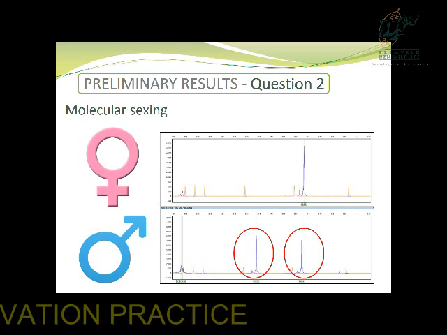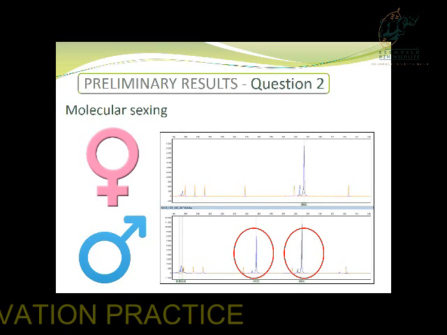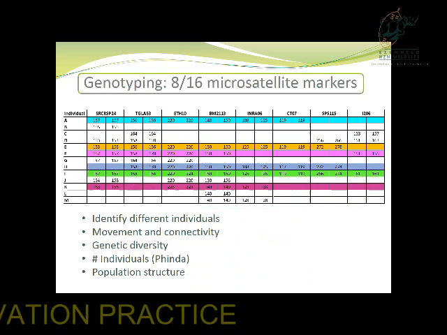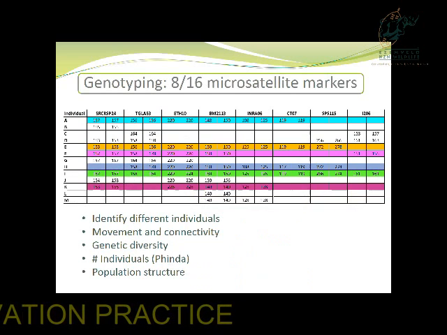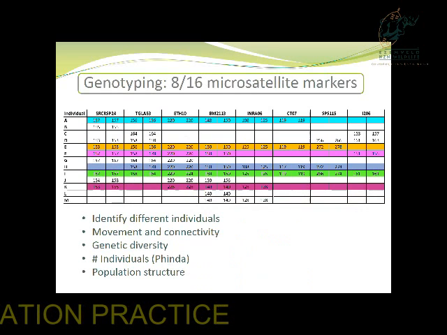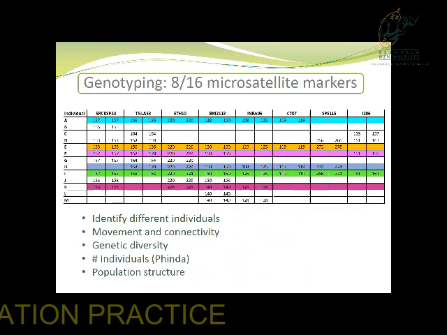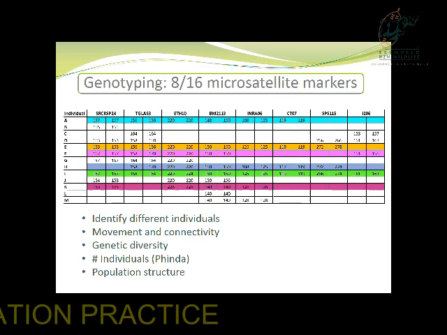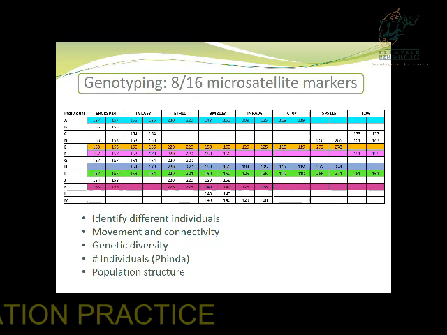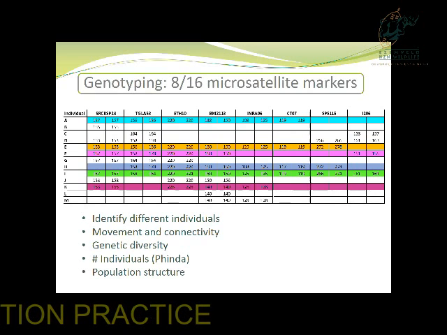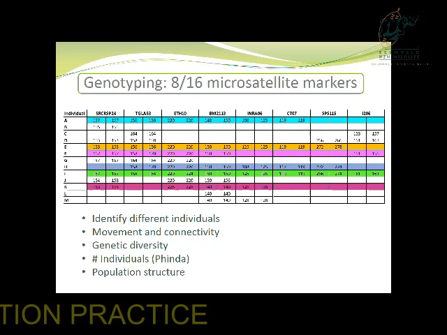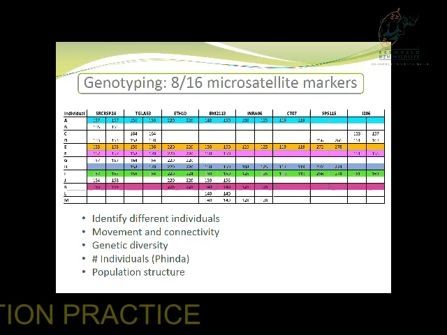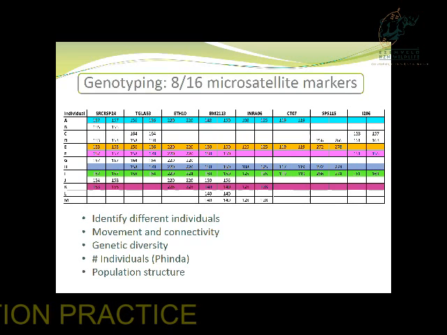But how do I know which individual is which? This we do with the use of genotyping. So we have about 16 microsatellite markers that we make use of. I've only shown you 8 out of the 16, so don't stress too much, it looks like a lot of information. But all that I want to point out here is that in the top row are the markers, and on the left-hand side are our individuals.